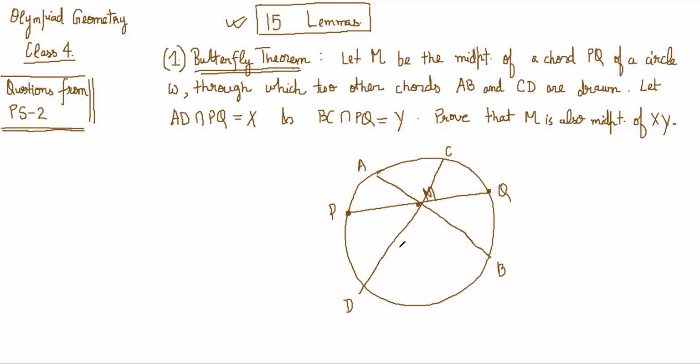And then AD intersection with PQ is X. AD intersection with PQ, this is X. And BC intersection with PQ is Y. So now it starts looking like a butterfly, right? This thing looks like a butterfly. You have to prove that M is also the midpoint of XY. XY is this.